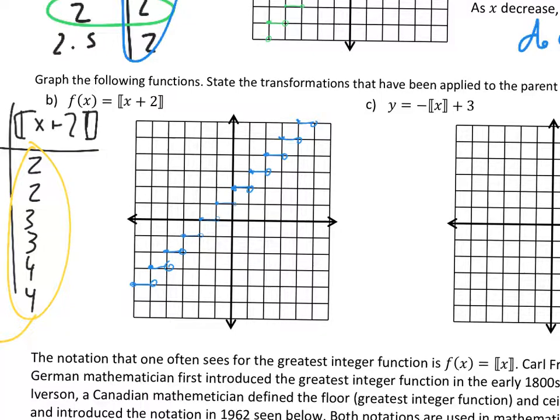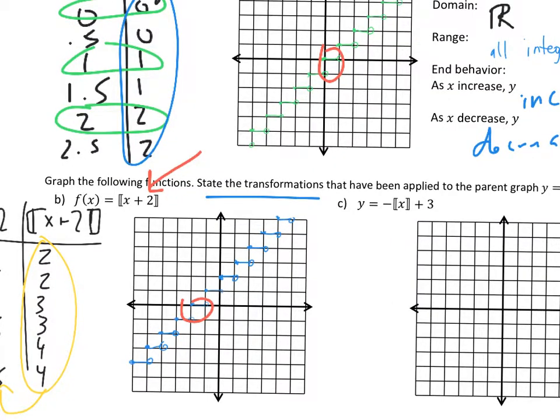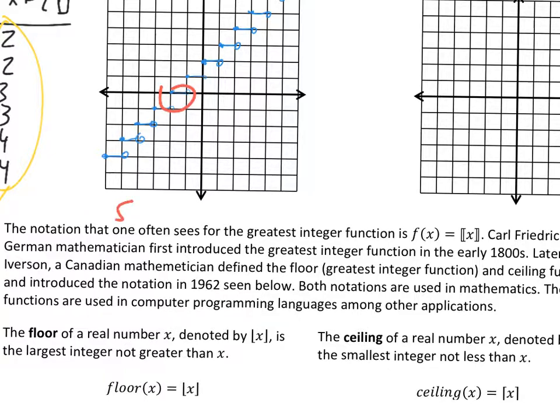So the next piece is to talk about any transformations that may have occurred. If I look at my parent function from above, I started at the origin, and I'm no longer at the origin, I'm actually way over here. So it looks like when I have something inside the step function notation, within the x there, I'm shifting 2 units to the left, just like when we did with our absolute values and our quadratic functions. So I'm shifting 2 units to the left, or translated, 2 units left.